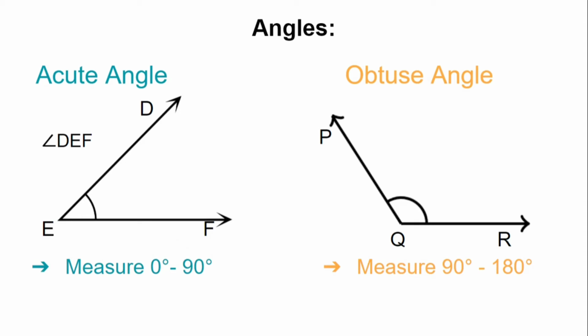Obtuse angle is the last type of angle that we're going to talk about. Obtuse angles are greater than right angles. They have a measure between 90 and 180 degrees. Because they're less than 180 degrees, we also know that they're smaller than straight angles. Here, we have obtuse angle PQR. PQR can also be written as angle RQP or angle Q.